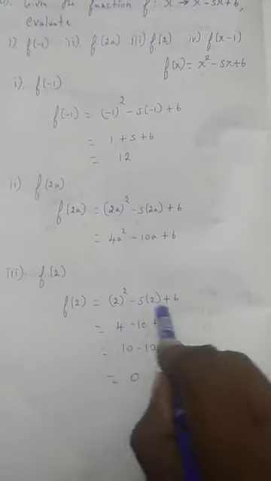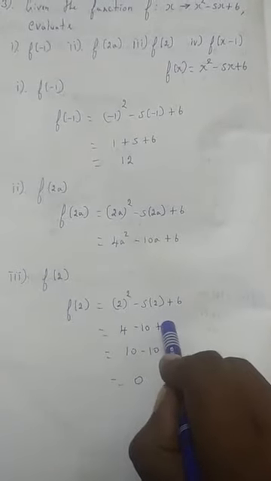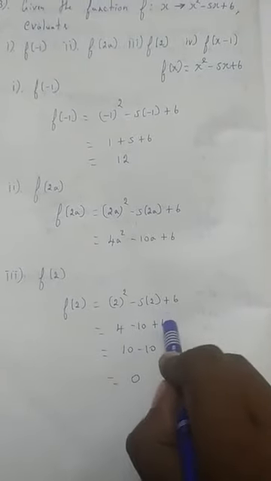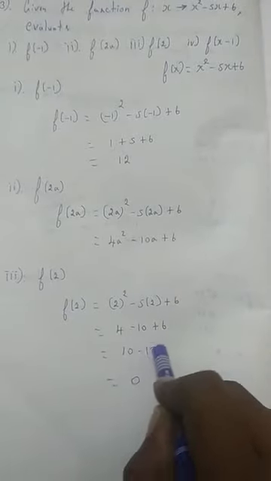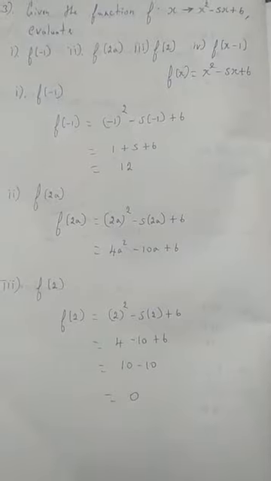What is 4 plus 6? These both numbers are in addition, plus sign. So we have to add. So what is 4 plus 6? 10. Here we have minus 10. So 10 minus 10 is 0. Therefore f of 2 is equal to 0.